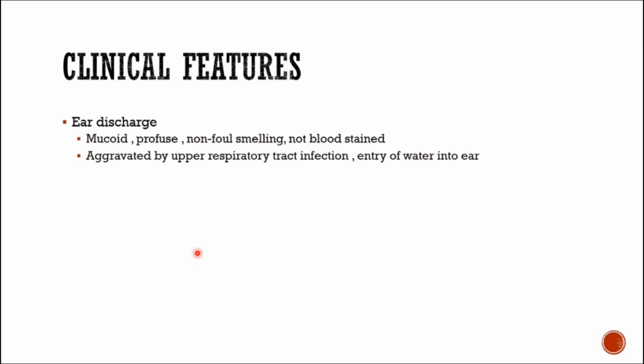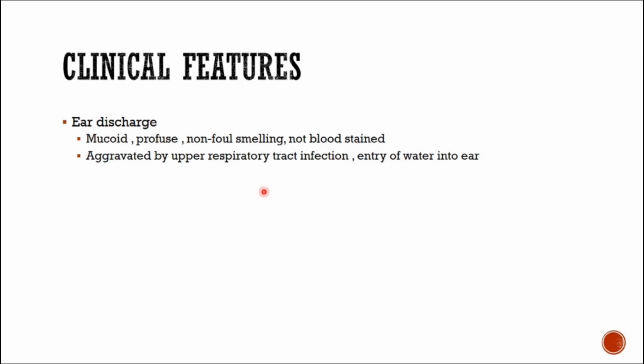So coming to clinical features. The most important clinical feature is that the patient will have ear discharge. In cases of safe type of CSOM, the discharge will be mucoid, and it will be profuse in nature, non-foul smelling, and not blood stained.